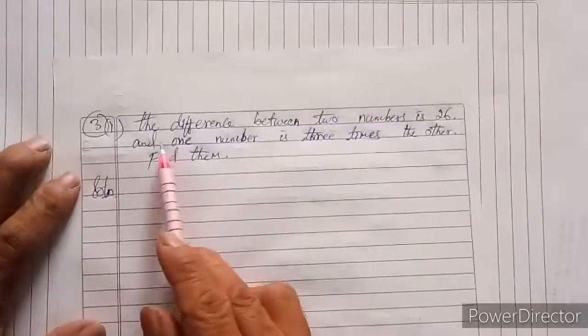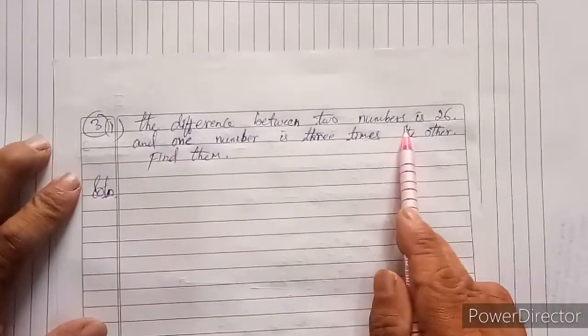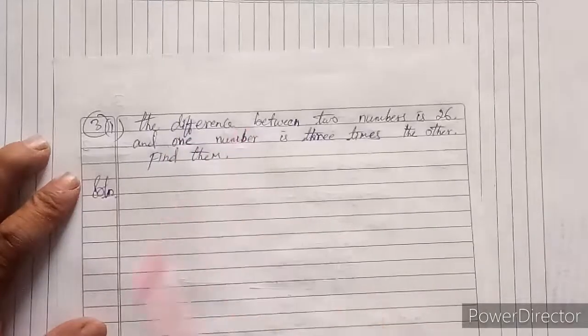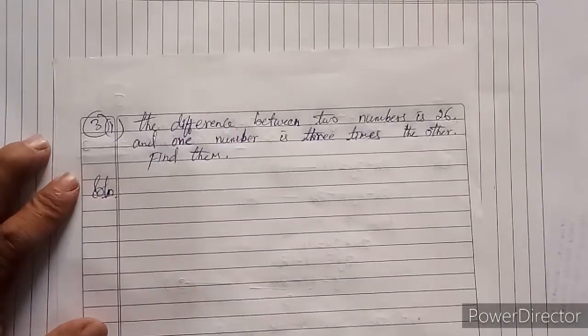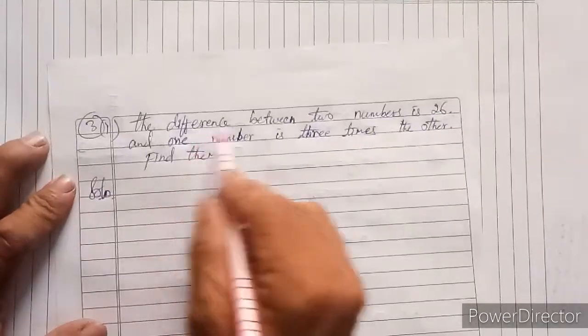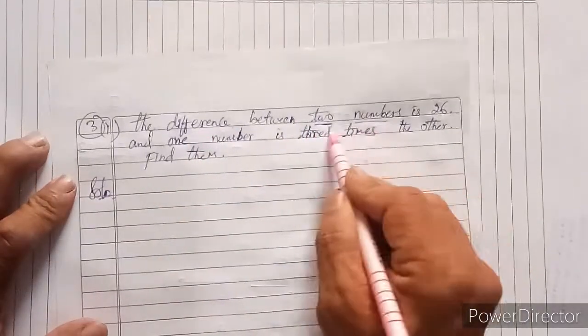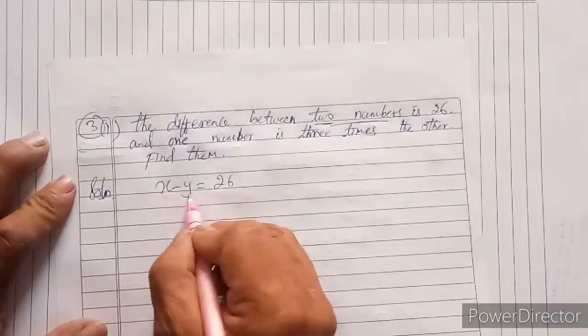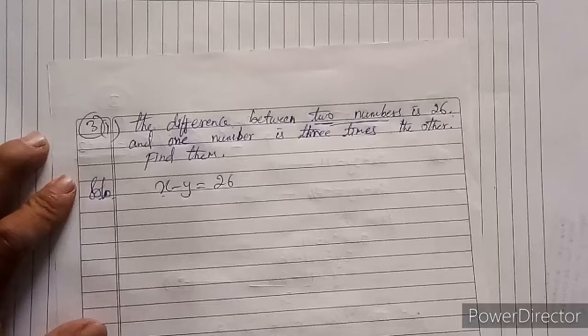The first sub question is given: the difference between the two numbers is 26. Remember here, difference means subtraction, product means multiplication, sum means addition, right? The difference between the two numbers, which we don't know the values of, that is x minus y is equal to 26, right?